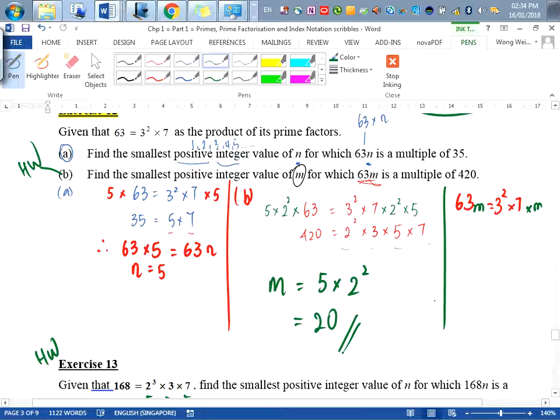Okay? Do you get that correct? If you did, can you please use your green pen and put a tick? If you didn't get it correct, can you please copy down the corrections?